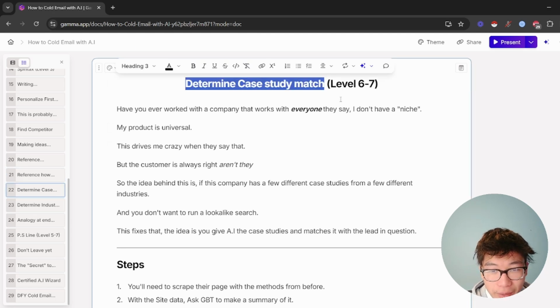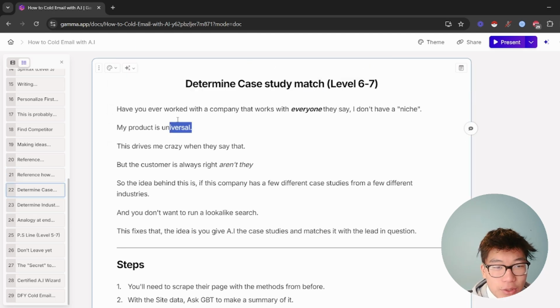So, determine case study match. This is level 6 or 7. Have you ever worked with a company that works with everyone and they say, I don't have a niche? My product is universal. This drives me crazy when they say that. But the customer is always right, aren't they? So the idea behind this is if a company has a few different case studies from a few different industries and you don't want to run a lookalike search, this fixes that.